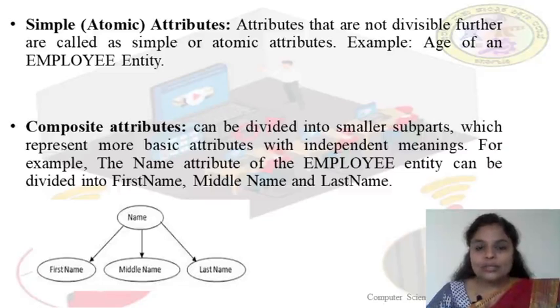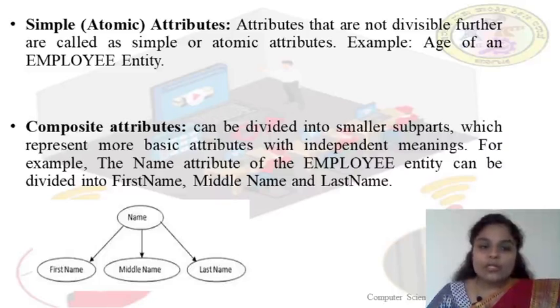Let me repeat. The attributes that are not divisible, which cannot be decomposed, are called what? Simple or atomic attributes. Because age we cannot decompose, right? How can we divide our age further? It's a full value. Age is a full value. But given the name, I can identify it as first name or middle name or the last name. Clear? Okay.